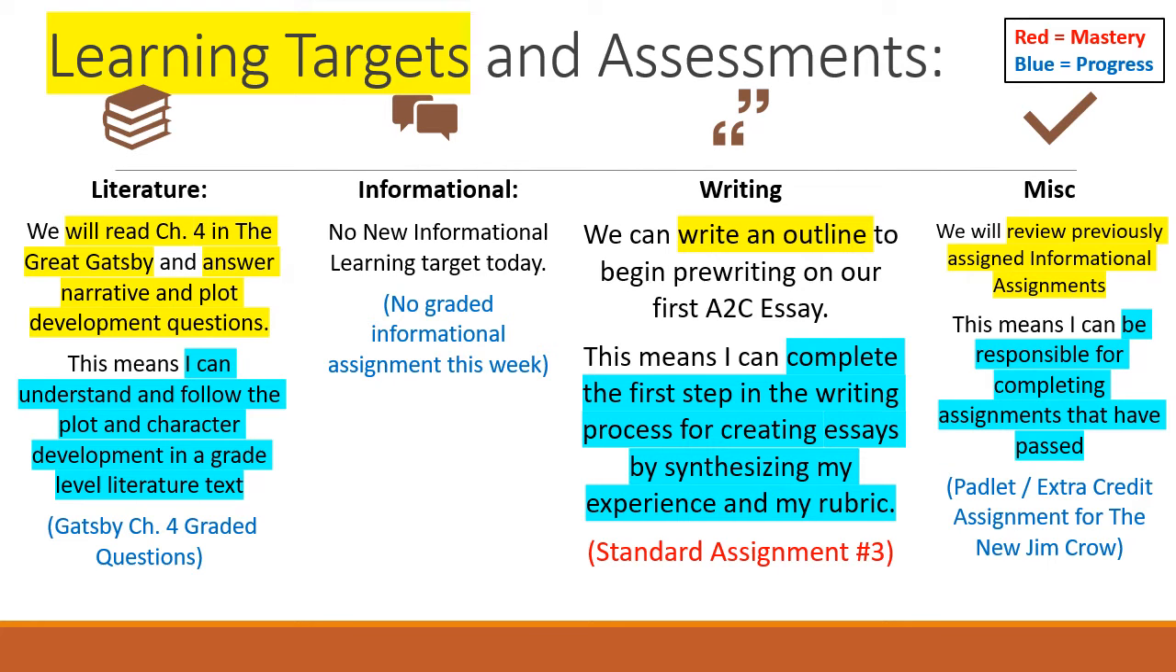In literature, we're going to read Chapter 4 in The Great Gatsby and answer some narrative and plot development questions. This means we can understand and follow the plot and character development in a grade level literature text. There's no new informational learning target today, but I do want to talk to you a little bit about bias and news as we're coming into the end of this election season. I think it's valuable information to have, especially if you're a senior and of voting age.